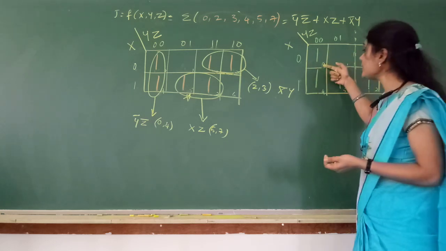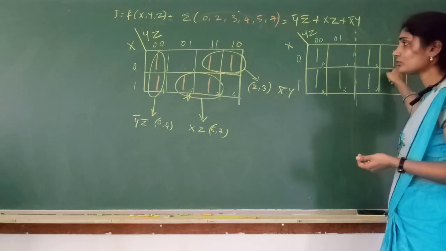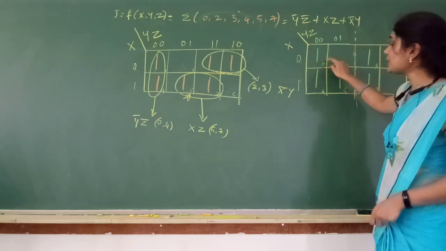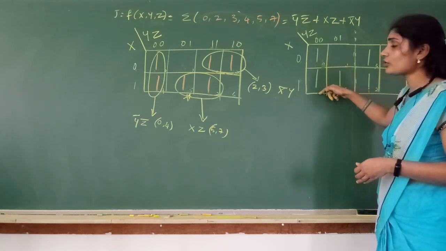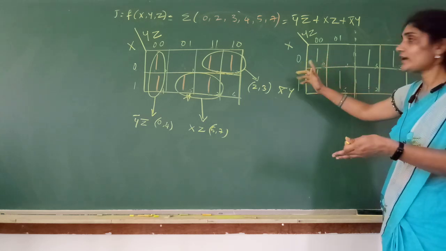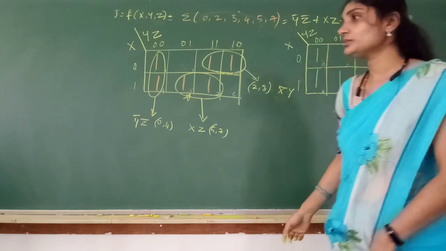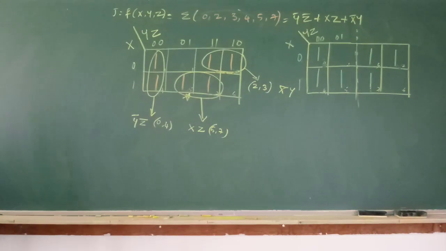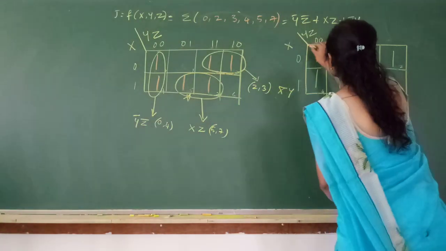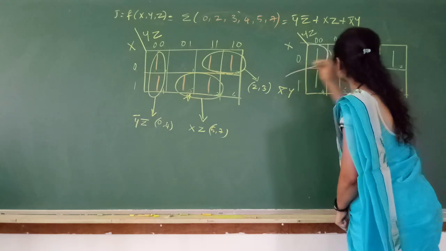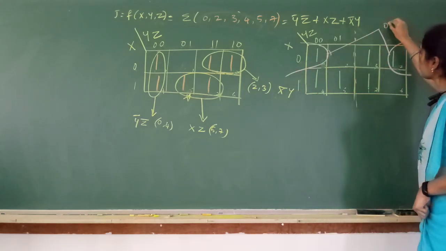So, instead of grouping 0 with 4, I can also group 0 with 2. In order to cover this particular 0 mean term, I need not group it with 4. As an alternative method, I can also group 0 with 2. So if I group 0 with 2, these two grouping I have done. I have grouped 0 and 2.